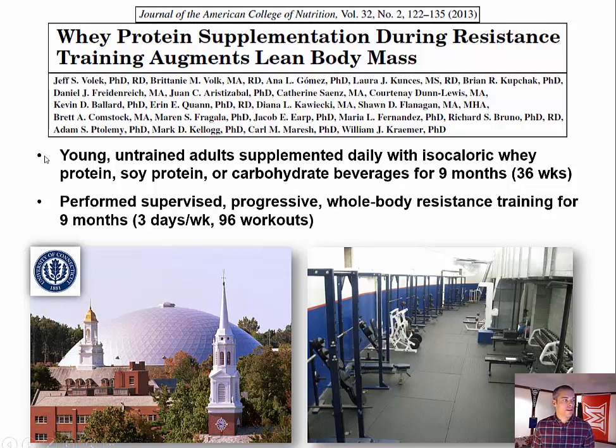So just a little bit about the study. We recruited young, untrained adults, and we had them supplement daily with either isocaloric whey protein, soy protein, or a carbohydrate beverage for 9 months. And all subjects performed supervised progressive whole body resistance training for 9 months. They completed resistance exercise 3 days per week and had to complete a total of 96 workouts to be included in the post-testing analysis.